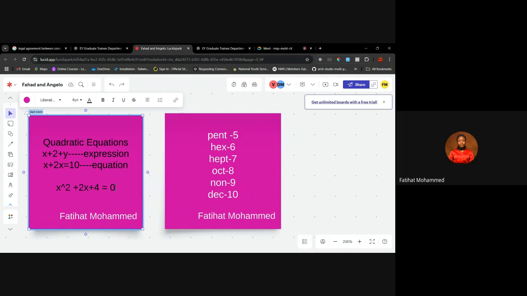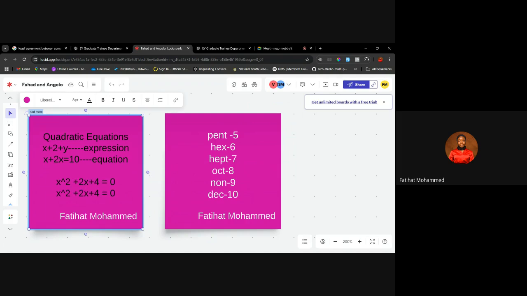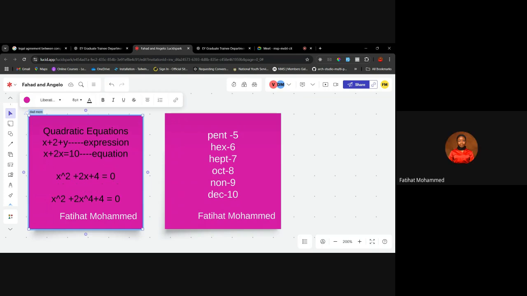If I have something like this, for example, and I have this to be to the power of 3, or let's say to the power of 4, do you think this is also a quadratic equation? Fahad, is this also a quadratic equation, the one that has raised to the power of 4? Are you sure? I just explained, that means you're not listening. I said a quadratic equation is an equation that has the highest power to be 2.